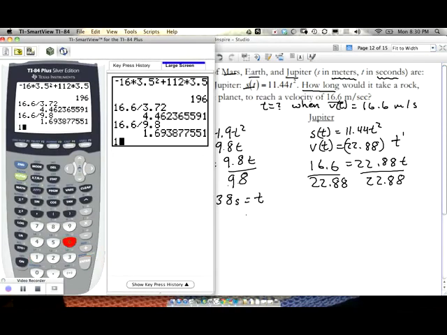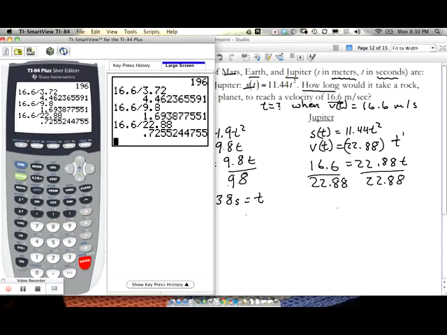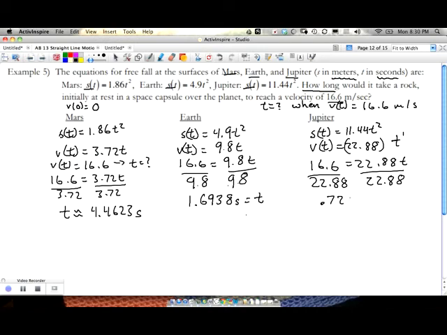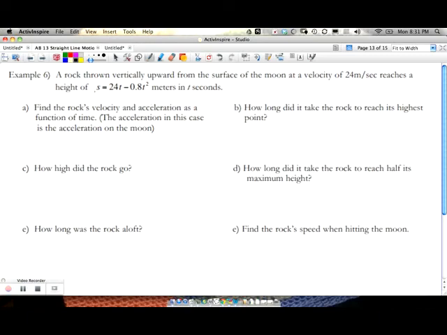Let's see what we get. 16.6 divided by 22.88 gives us 0.7255. So 0.7255 seconds equals the time. Done. Let's look at example 5. Wait a second, we are done with example 5. Now, example 6. I don't know if you guys noticed, but there were 2 example 5s there. Kind of interesting. Not really.